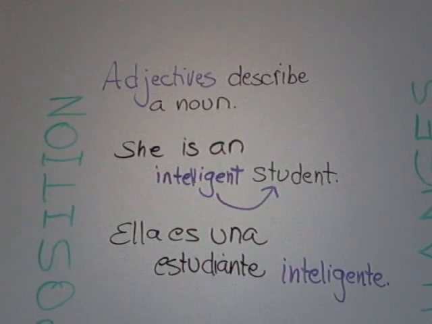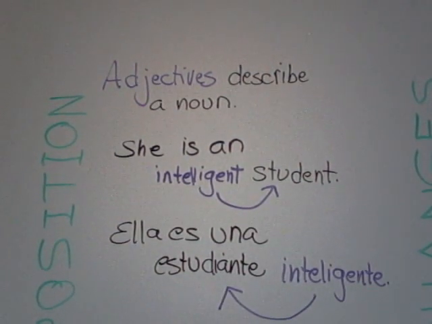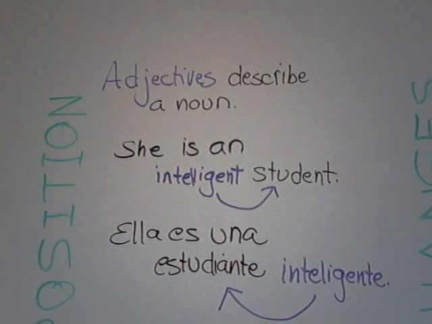Notice in Spanish, the adjective comes after the noun it describes. Inteligente describes estudiante. They like to hear what you're describing, that is the noun, before you describe it, inteligente. In English, it comes before. In Spanish, it comes afterwards. So remember that when using adjectives in Spanish, you will always want it to follow the noun that you're describing.